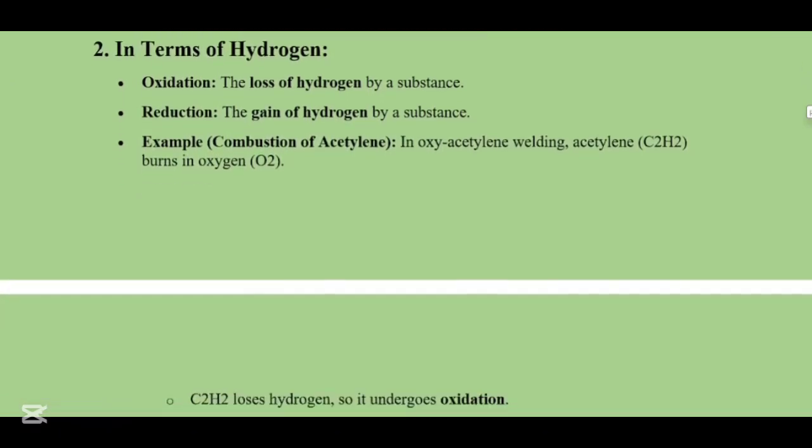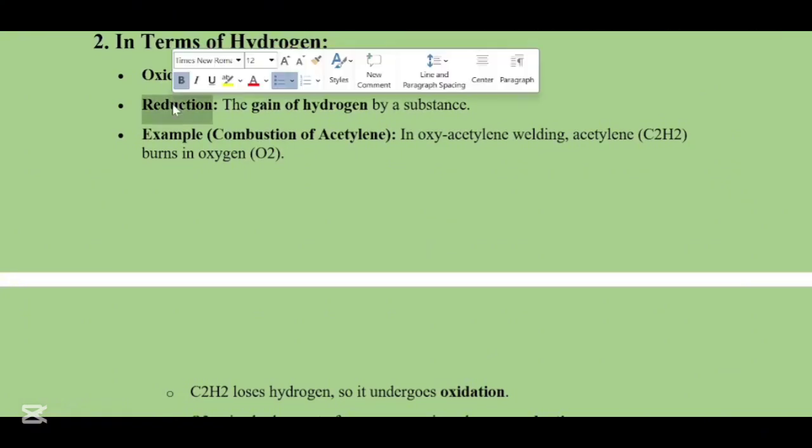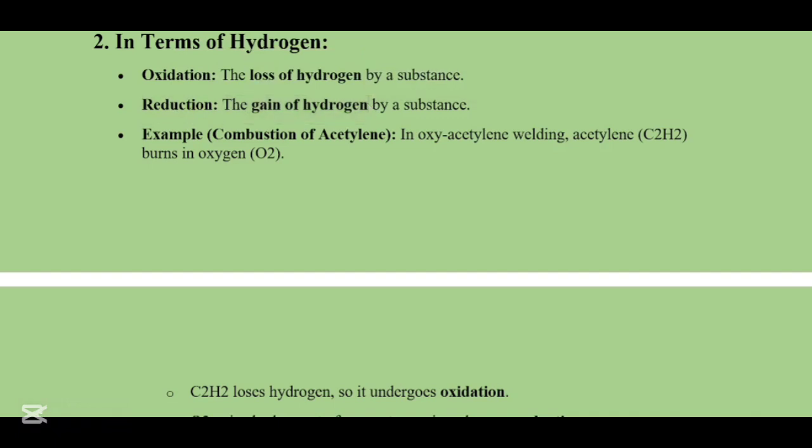Now there is another key point. It is in terms of hydrogen. If oxidation is the loss of hydrogen by a substance, then reduction will be the gain of hydrogen by a substance. An example is the combustion of acetylene. Basically, in welding, there are two types of welding: electrical welding and gaseous welding. When you have acetylene and you mix oxygen with it, it gains oxygen, and as you can see, it loses hydrogen. So this means that the combustion of acetylene undergoes oxidation.